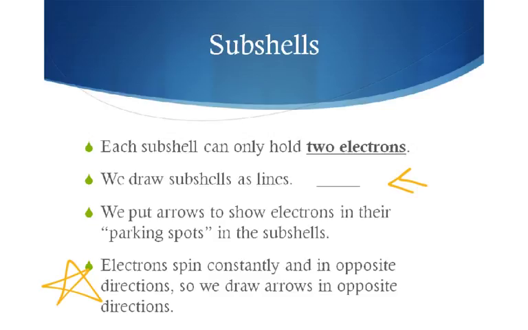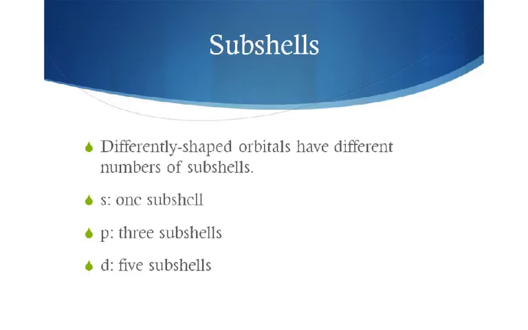But before we can do that, we've got to remember that electrons are constantly spinning away from each other because like charges repel. So because both are negative, we represent 2 electrons in the same subshell as spinning in opposite directions. One spinning up, one spinning down.